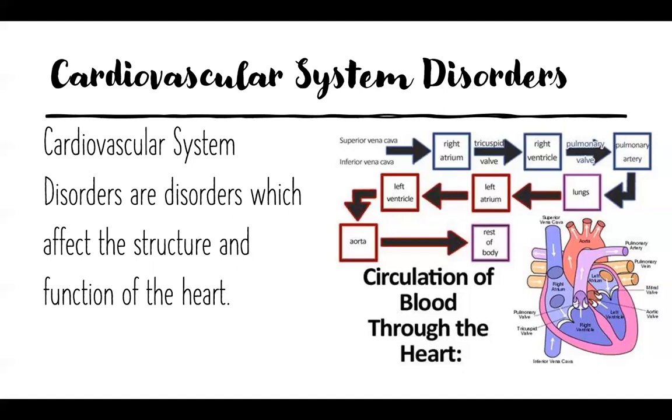Then that blood will go into the left ventricle. From the left ventricle, that blood will pass through the aortic valve and then go to the aorta. Please keep in mind that the left ventricle is the largest, most muscular chamber of the heart because it has to forcefully push blood through the aorta and to the rest of the body, okay?